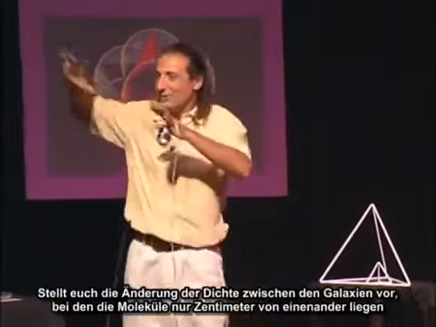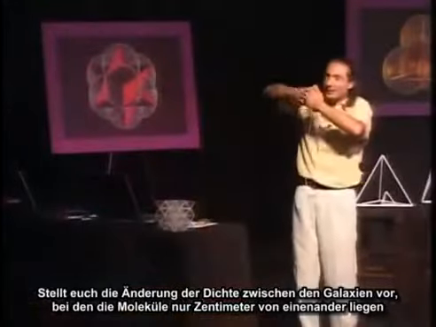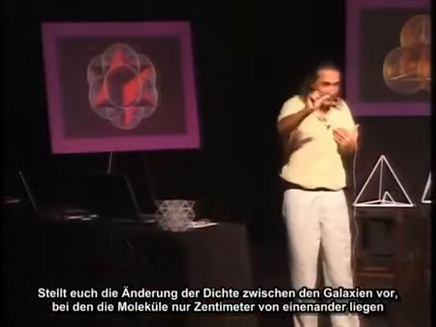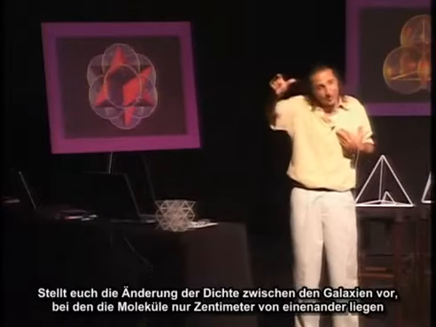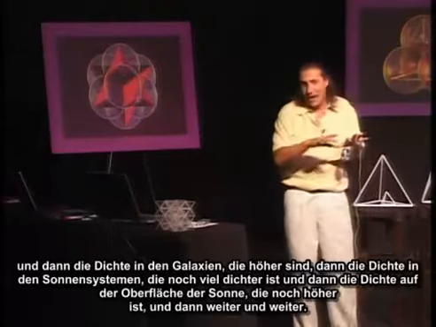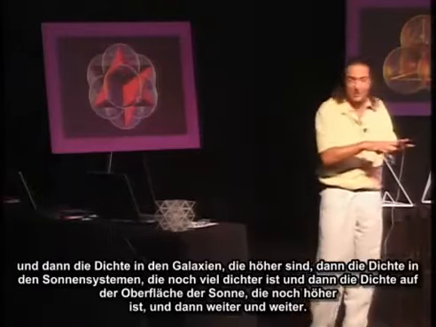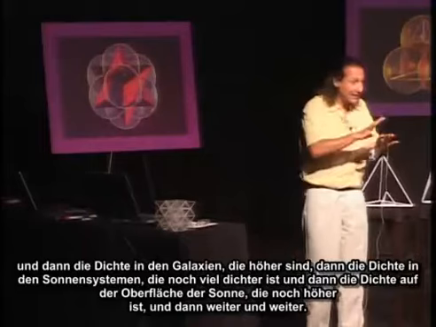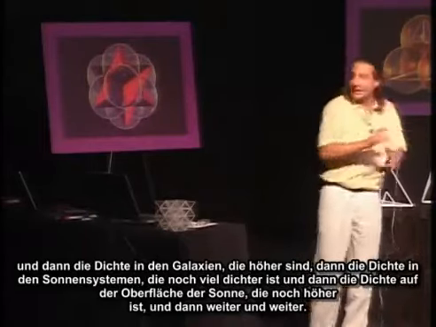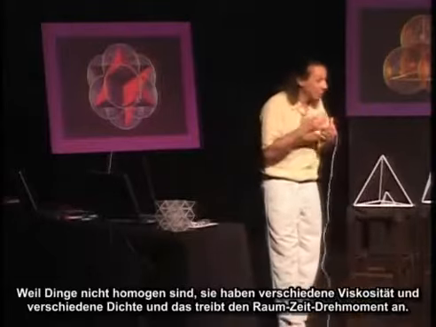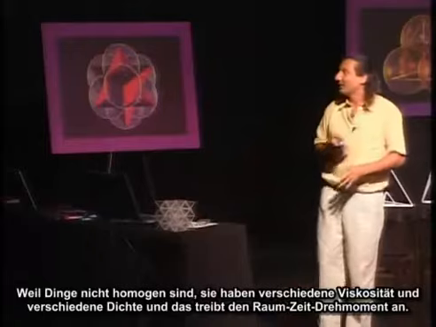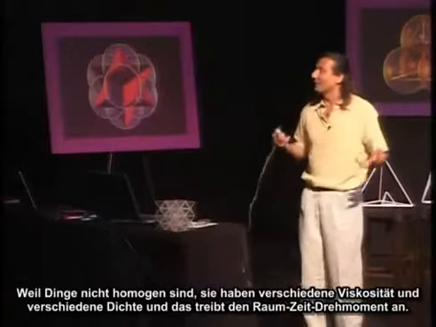Imagine the change of density between galaxies, which in fact only has molecules centimeters apart. And then the density inside a galaxy, which is much higher. And then the density inside the solar system, which is much higher. And then the density on the surface of the sun, which is much higher. And then again and again and again, because things are not homogeneous. They have different viscosities and different densities, which drives the space-time torque.